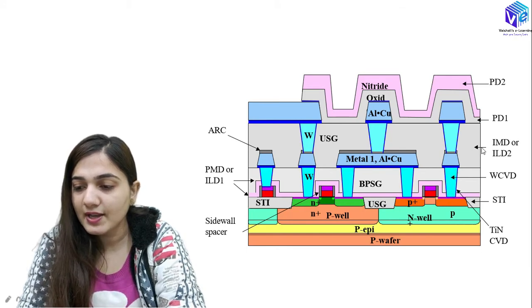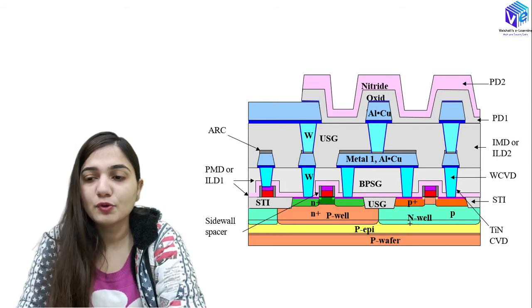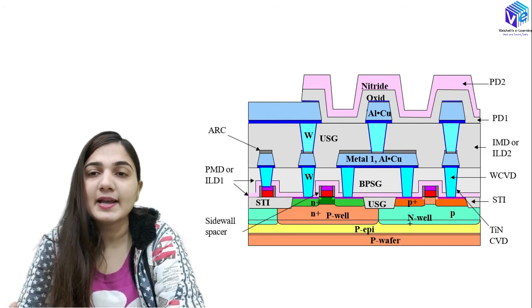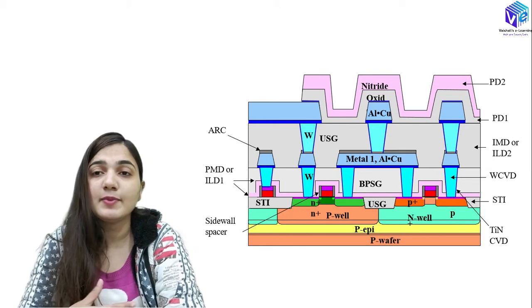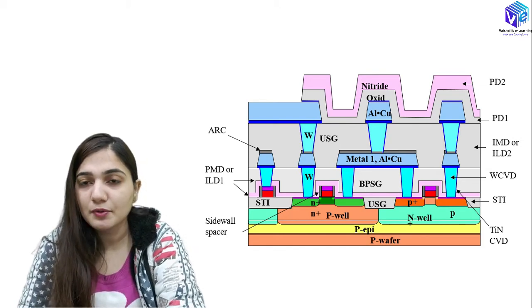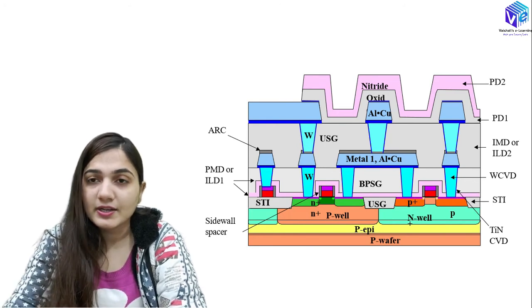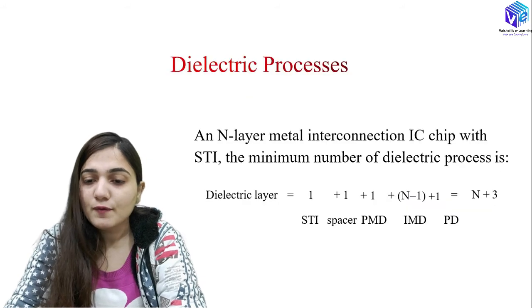Okay, after that we have the IMD or ILD2. Then this is the passivation dielectric layer, okay, to protect it from the environment, and then this is my passivation dielectric layer 2. Okay, so both of these layers are protecting my IC from the environment. Otherwise, there are many reactive gases present in the environment which can go and react with the surface of the IC and make it degraded. Okay, we don't want that.